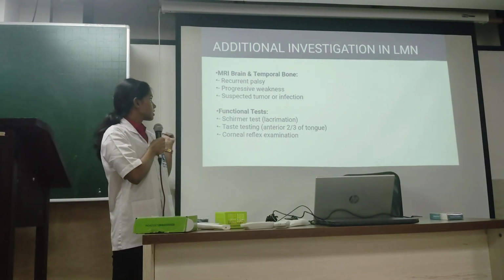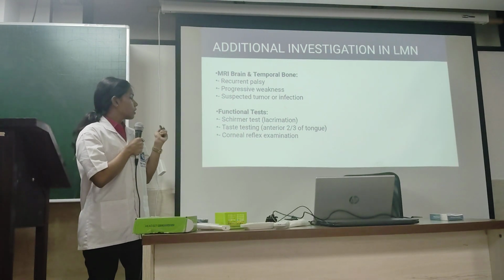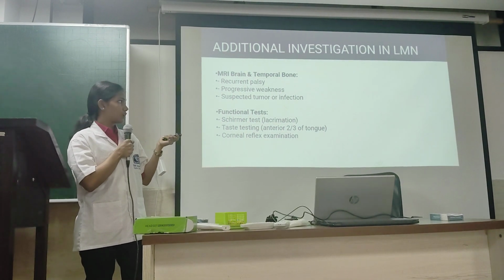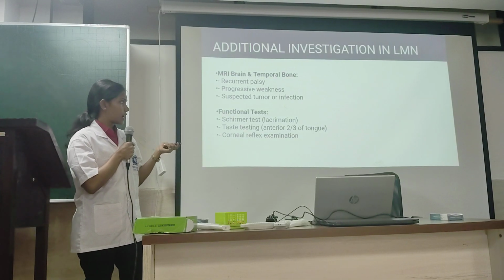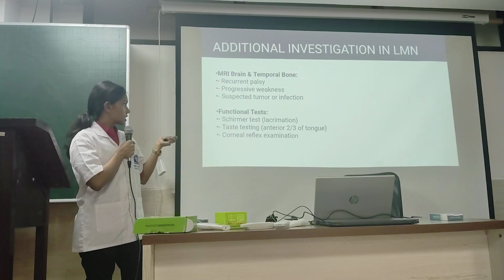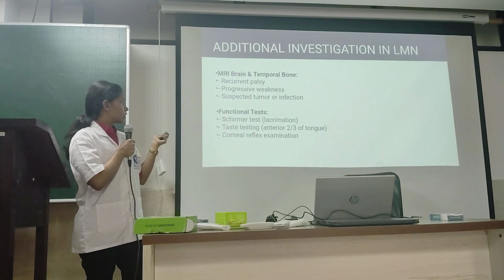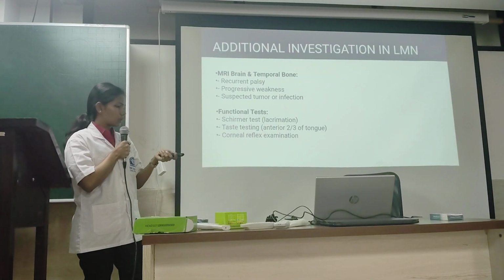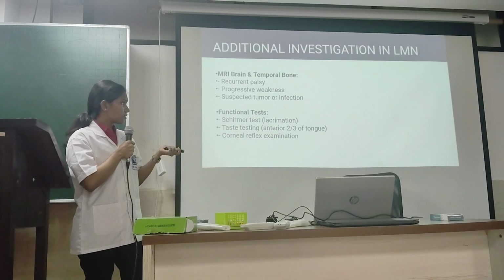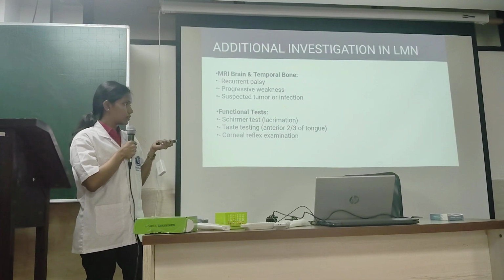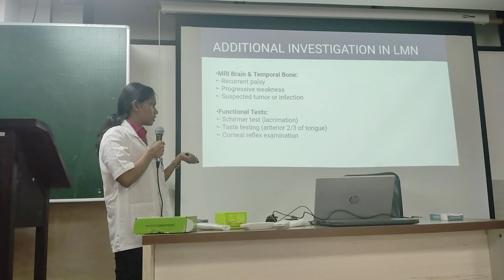And the functional tests: Schirmer test, taste testing and corneal reflex, all these are supplied by the facial nerve, cranial nerve 7. Schirmer test is for lacrimation, dry eye syndrome. Taste testing is of the anterior 2/3 of the tongue, as it is also supplied by the facial nerve. And in corneal reflex examination, a pen torch is shown to the eye. If defective or no movement is detected, then this is due to dysfunction of the facial nerve.